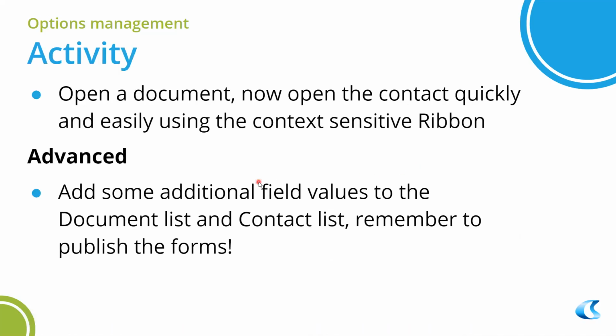Okay, so an activity to do for you is, you can do this at your leisure. Open a document. Now open the contact quickly using that context-sensitive ribbon. Okay, so I would just want you to imagine going in there, opening up a document, and then going to contact and seeing you can actually open up the contact for that particular student. Okay, and then an advanced option is to add some additional field values to the document list and the contact list. Remember to publish the forms. Okay, so I want you to add some tick summary basically on some of those extra fields, which would be helpful.